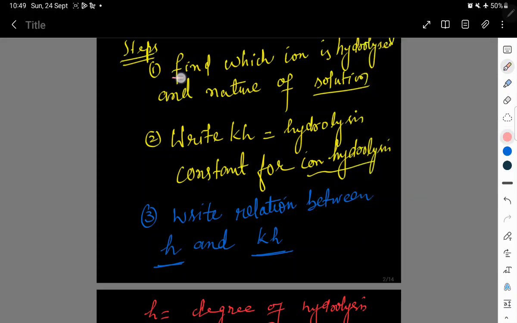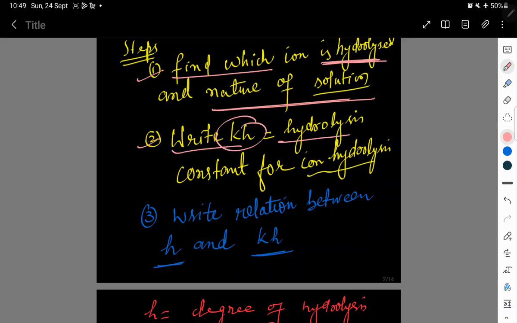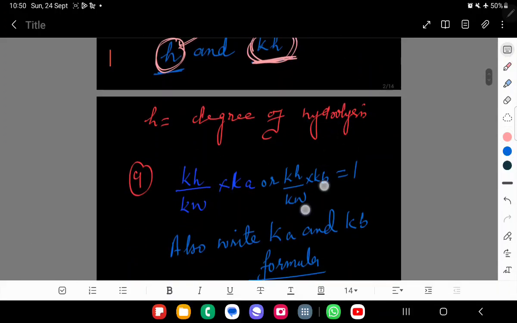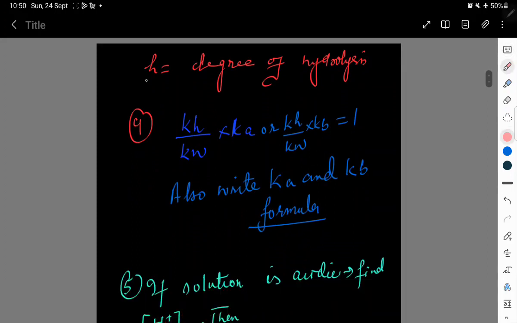Now what are the various steps for finding the degree of hydrolysis? First of all, find which ion is hydrolyzed, and we have to find the nature of the solution. That is the first step. The second step is to write Kh, the hydrolysis constant for ion hydrolysis. Third, write the relation between degree of hydrolysis h and Kh, the hydrolysis constant.